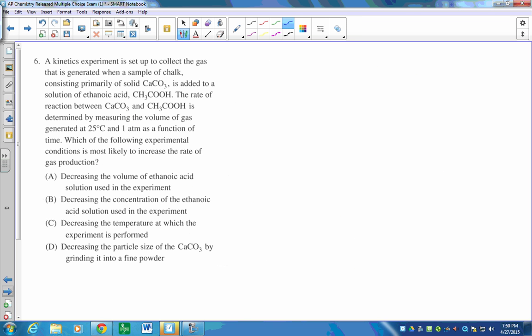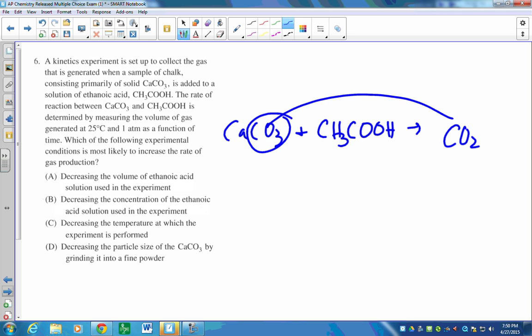In a kinetics experiment, it's set up to collect the gases generated when a sample of chalk is added to a solution of ethanoic acid, which is called vinegar. The rate of the reaction between CaCO3 and CH3COOH is determined by measuring the volume of the gas. And the gas that comes off, carbonated compounds kick off carbon dioxide.